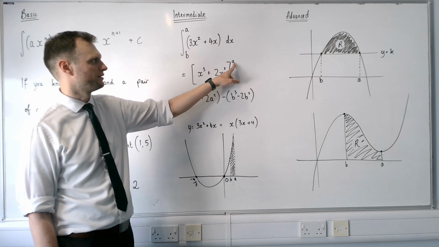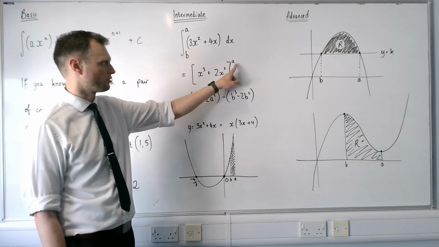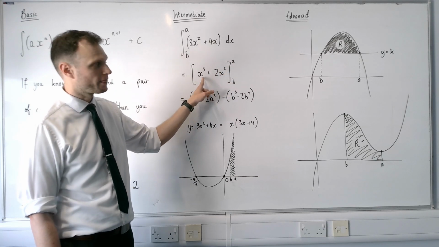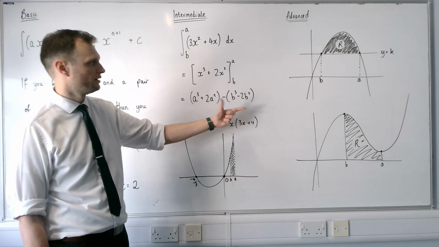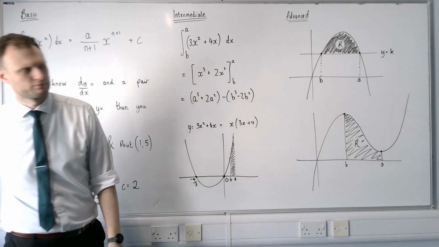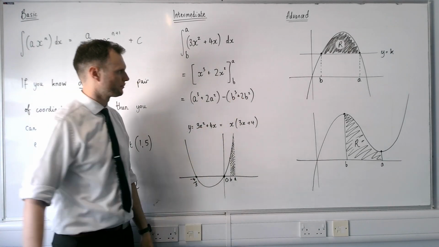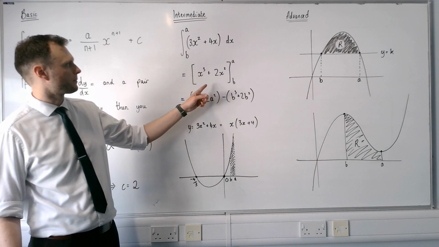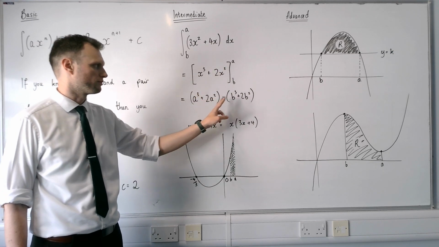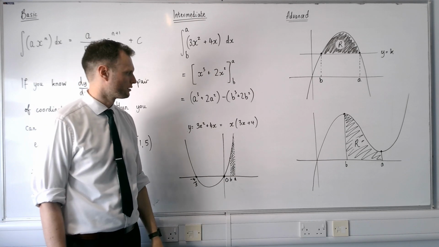You substitute in all the values of a, which is the top one. So substitute those into x. And then do the same thing for b, and you find the difference. I've written minus there, it should be plus still. So yeah, substitute in a, substitute in b, and then do the first one, take away the second one.